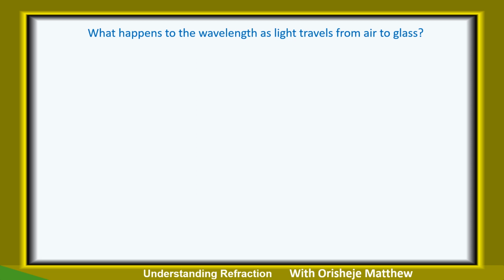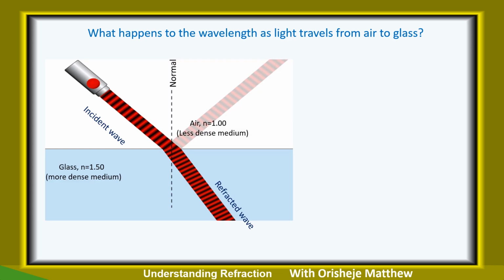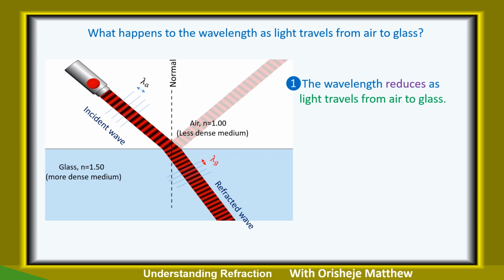What happens to the wavelength as light travels from air to glass? So you have a laser beam traveling from air, and at the air-glass interface, you see the refracted wave bent towards the normal. If you look at the wavelength here, the wavelength in air, lambda a, is longer, while the wavelength in glass, lambda g, is shorter. So the point is, wavelength reduces as light travels from air to glass.